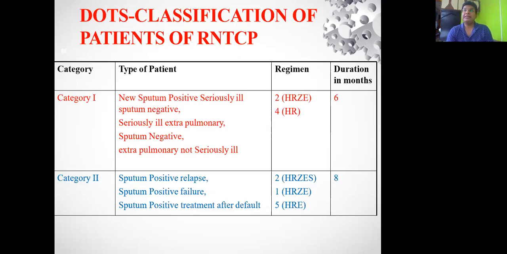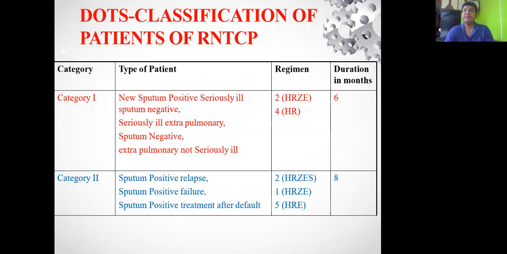Again, this intensive phase in category 2 is divided into a 2-month intensive phase and a 1-month intensive phase. In the 2-month intensive phase, we have 5 drugs used. So what are these 5 drugs? HRZES, that is isoniazid, rifampicin, pyrazinamide, ethambutol, and streptomycin. And the next initiation phase, 1 month, is HRZE, that is isoniazid, rifampicin, pyrazinamide, and ethambutol.